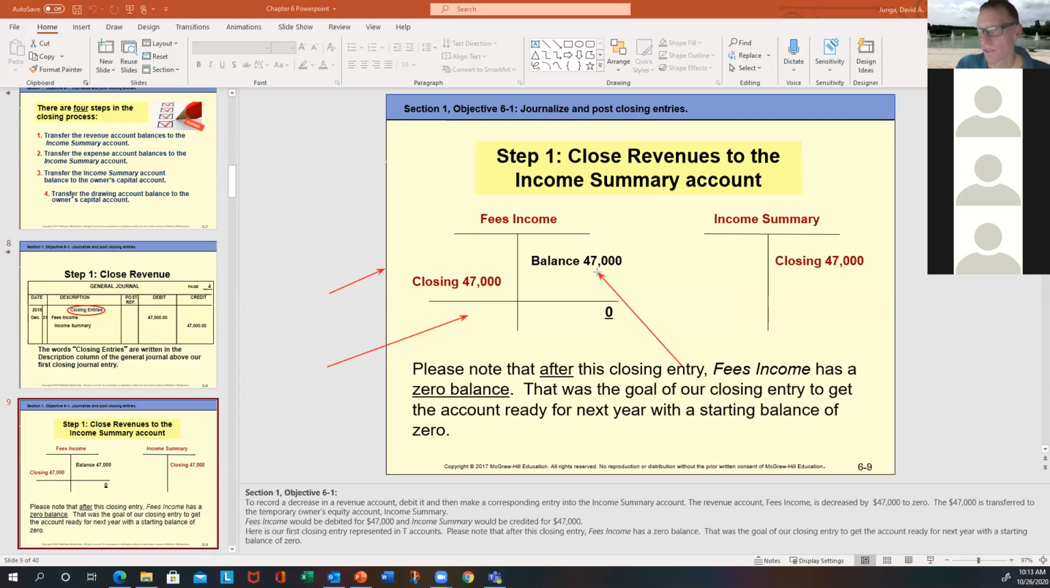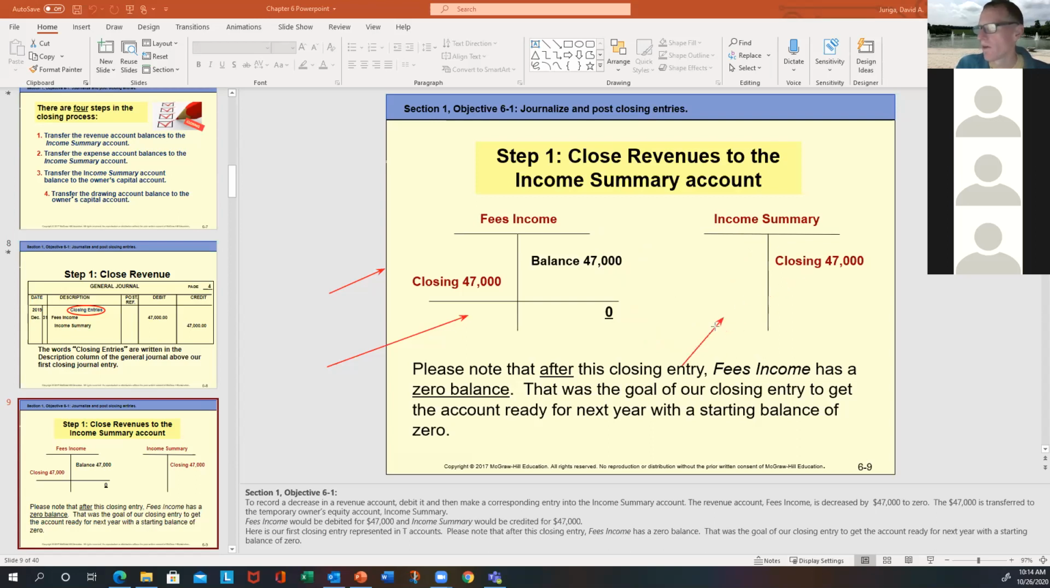Notice it should have a credit balance. By posting that as a debit to fees income, notice that that's now at 0. And that's what your ledger would look like after you posted that first closing entry. And then if you look at income summary, after you've posted, you're basically taking this balance of fees income and transferring it over to income summary. And that would be step 1.